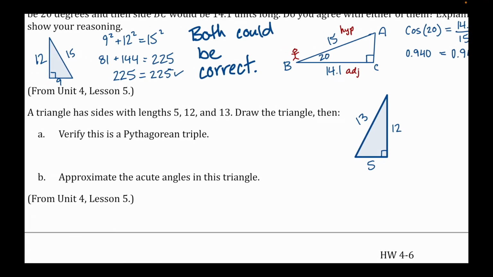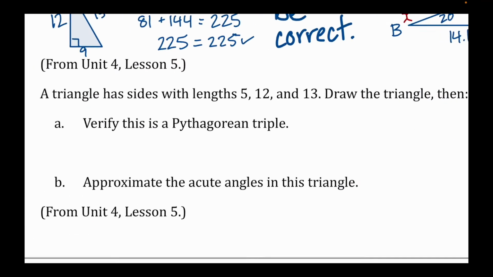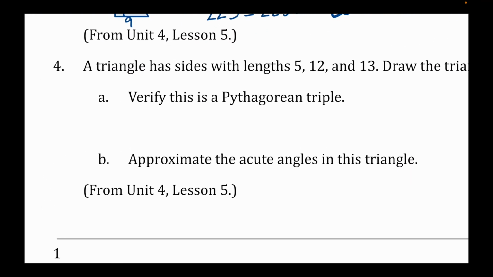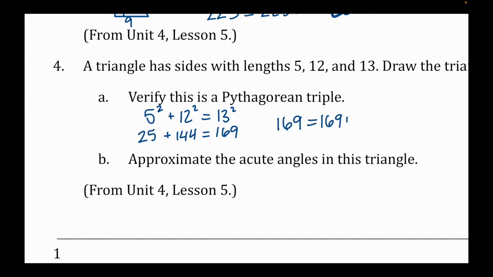Now, the next step they're asking us to do is verify it as a Pythagorean triple. So let's use the Pythagorean theorem. We are going to test 5 squared plus 12 squared and verify that that makes 13 squared. 5 squared is 25, 12 squared is 144, and 13 squared is 169. And yes, it turns out when we add them up, 169 is equal to 169. So we have verified it's a Pythagorean triple by just showing the Pythagorean theorem.